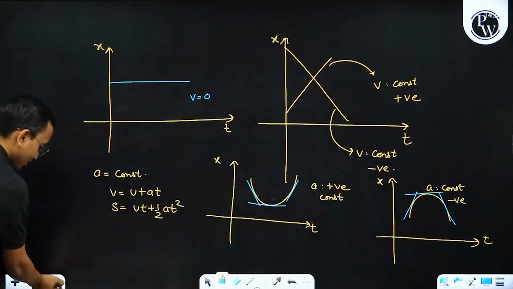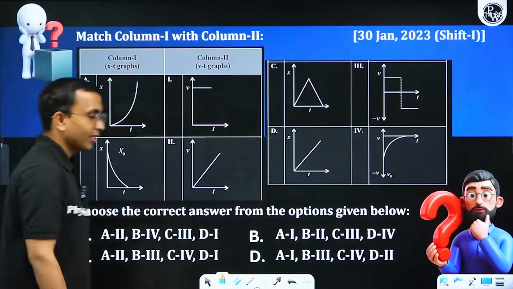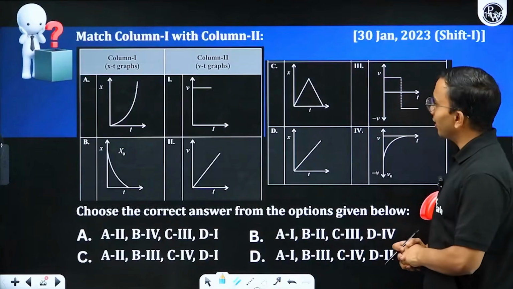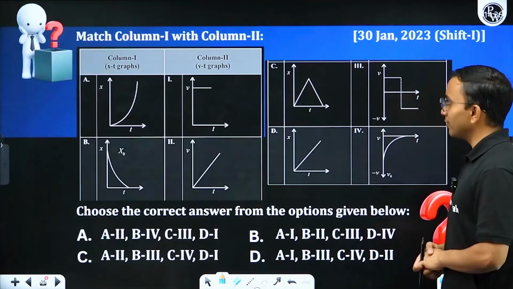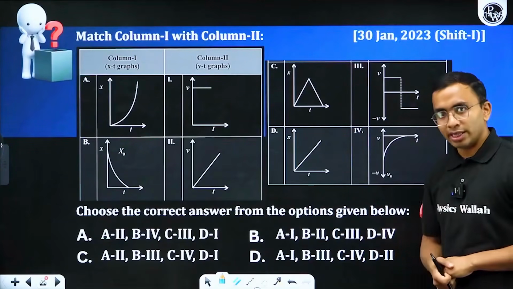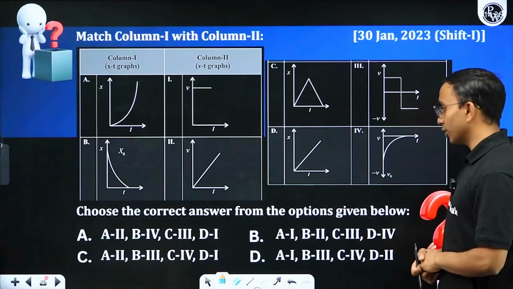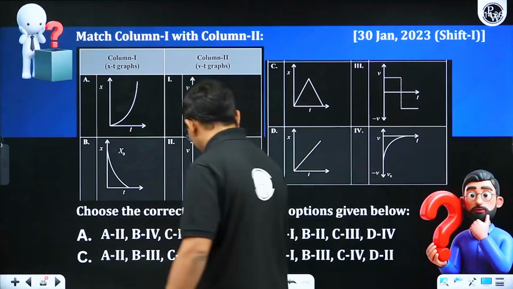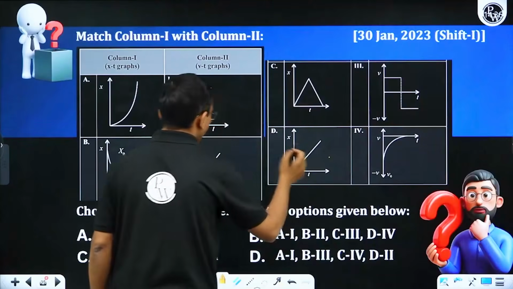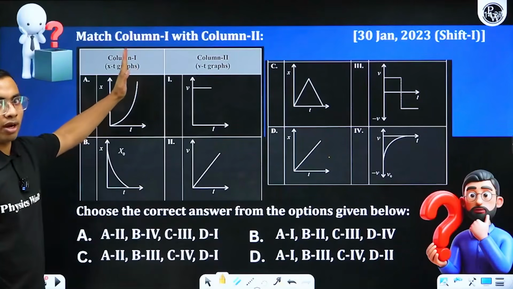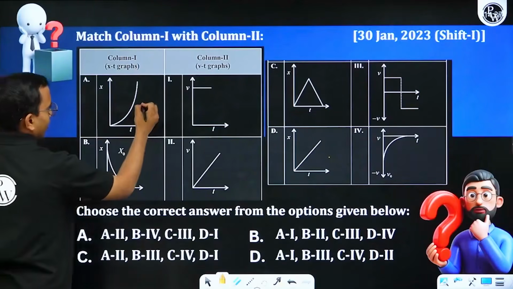Getting it? Okay, great. Coming to the question. Now here different position-time curves are given to us. We have to check the corresponding velocity-time curve. Let us go one by one. A is an upward parabola. Acceleration is constant and positive.